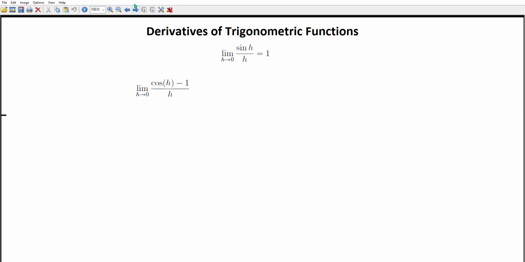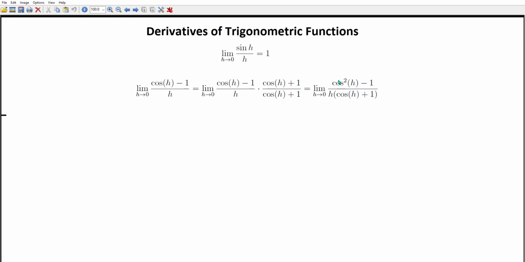Now what we want to do is find that other limit. And this was the other limit. Now the nice thing about this is we don't have to do any more geometry. We can do some manipulation. So we take this cosine h minus 1 over h and we multiply by cosine h plus 1 over cosine h plus 1. And on the top, we get cosine squared h minus 1. And on the bottom, we've got h times cosine h plus 1.